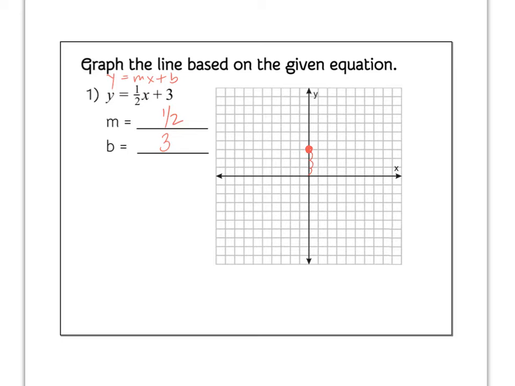Then from that dot, I do my slope. Remember, slope is rise over run. And so I'm going to rise 1, and then I'm going to go right 2. So from our dot that we already have there, I'm going to go up 1, and I'm going to go over 1, 2, and I'm going to put a dot. Then I can do it again if I want. Up 1, over 2, put a dot. Connect them, and there it is. That's your line of y equals 1/2 x plus 3.